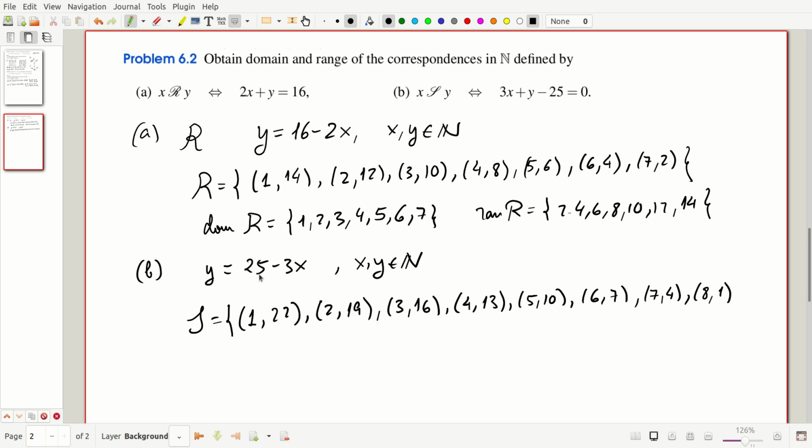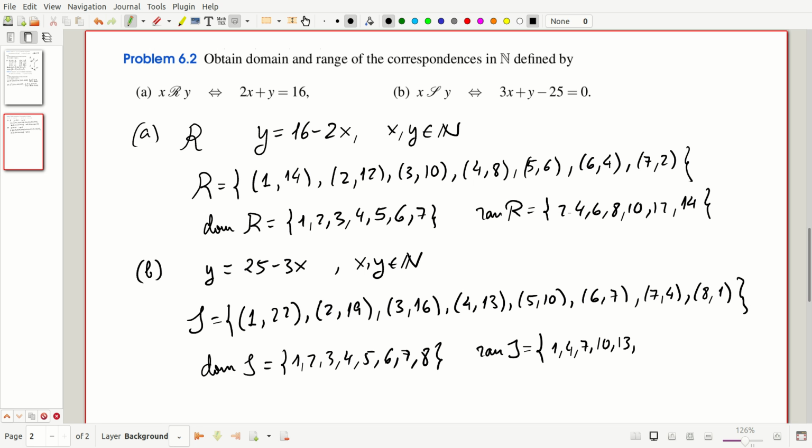27 is larger than 25, so y is going to be negative, and from then on it's going to be negative, so this is it. These are all possible pairs in S. The domain of S is the set 1, 2, 3, 4, 5, 6, 7, and 8, and the range of S is equal to 1, 4, 7, 10, 13, 16, 19, and 22. That's it.